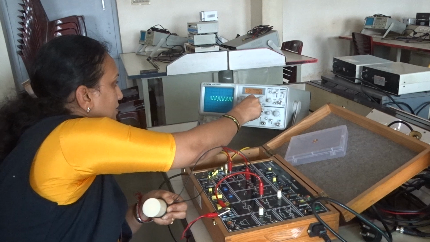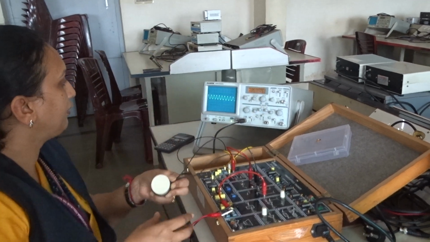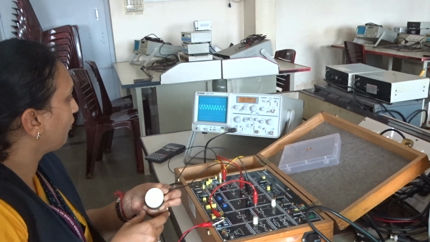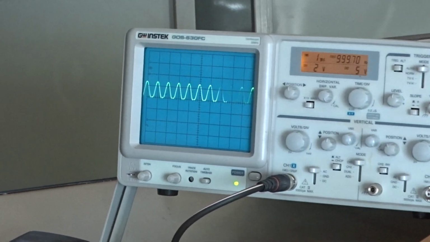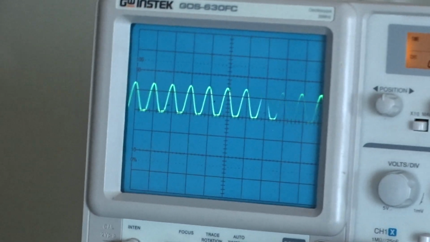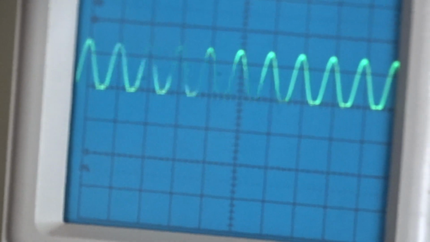See, it has reduced. Initially it was 1.4 or 1.5 into 2. Now it is less than 2.4 volt. So as you increase the number of turns, the voltage value decreases.